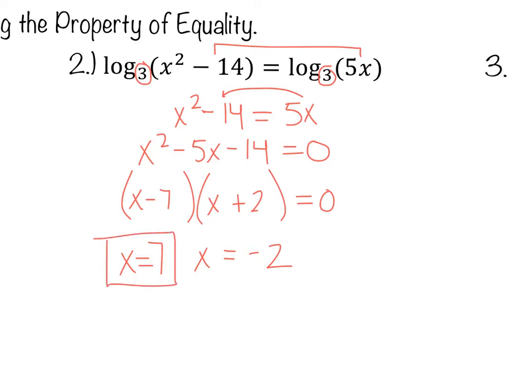So once again, we have to verify these answers work by plugging them back into the logs and making sure we don't get a negative answer. When I plug 7 into here, 7 squared is 49 minus 14 is a positive number, so that works. 7 into here, 5 times 7 is 35. Yep, positive number. But when I put the negative 2 in, negative 2 squared is 4. 4 minus 14 produces a negative in the log. So that can't happen. Therefore, this actually is not an answer, and only x equals 7 works.